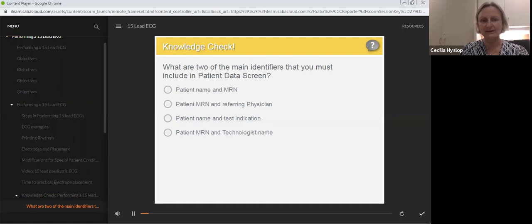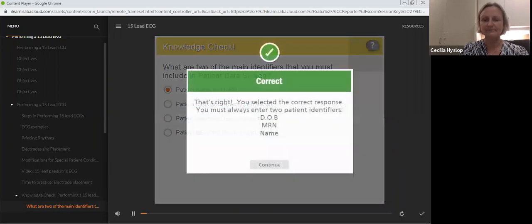So here's a little knowledge check. What are the two main identifiers that you must include in the patient data screen? Patient name and MRN, patient MRN and referring physician, patient name and test indication, or patient MRN and technologist name. So ideally we want all of that information in our 15 lead machine, but we must have the patient name and MRN so that we can reconcile to the patient's chart. So you can have any two identifiers.